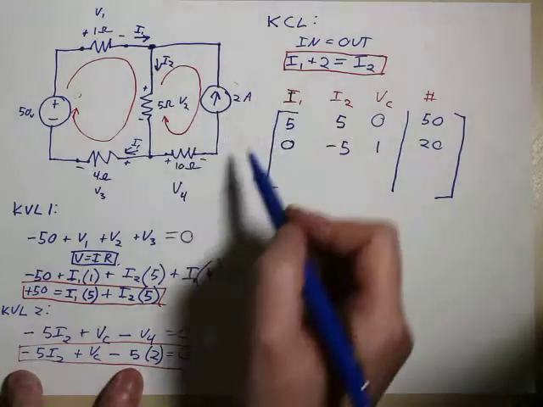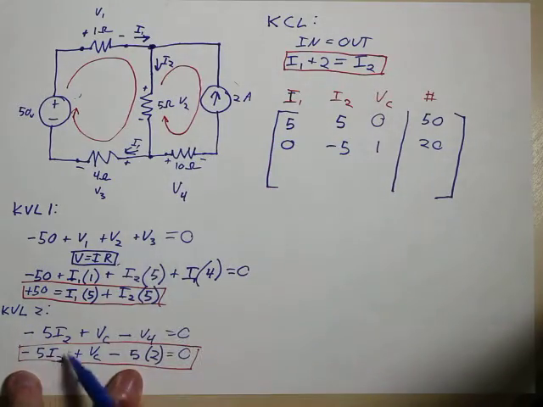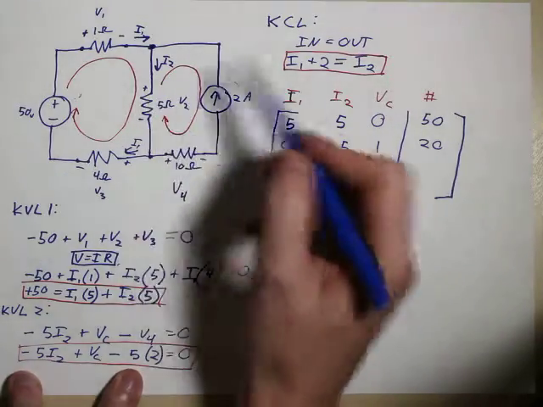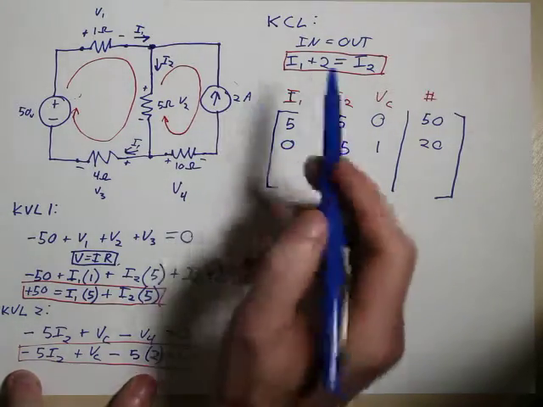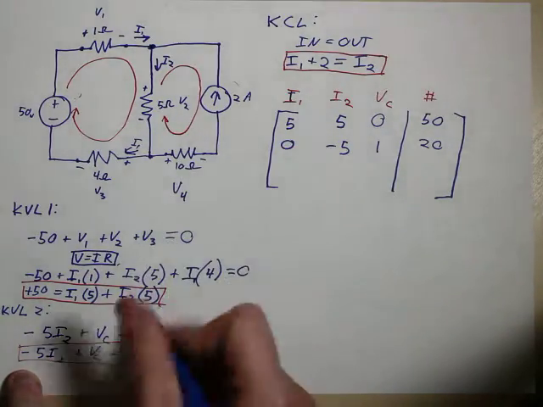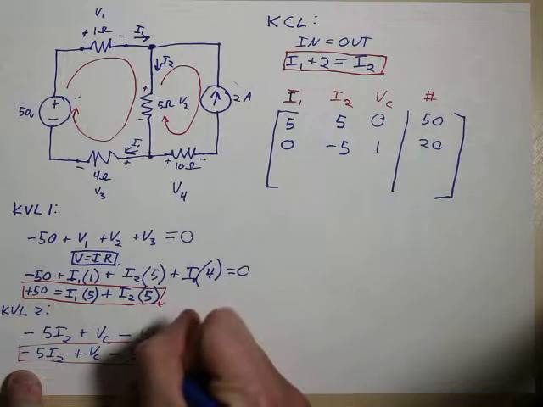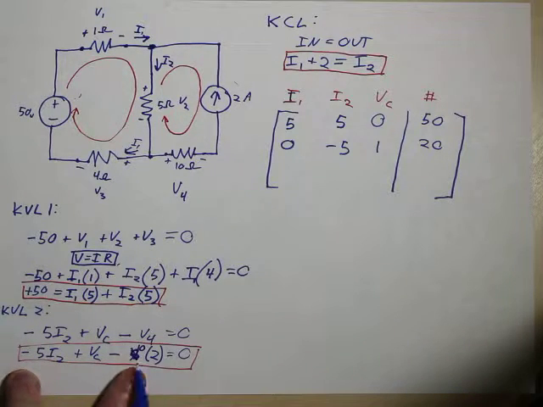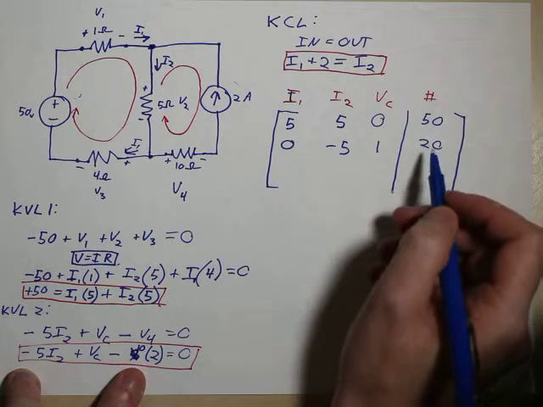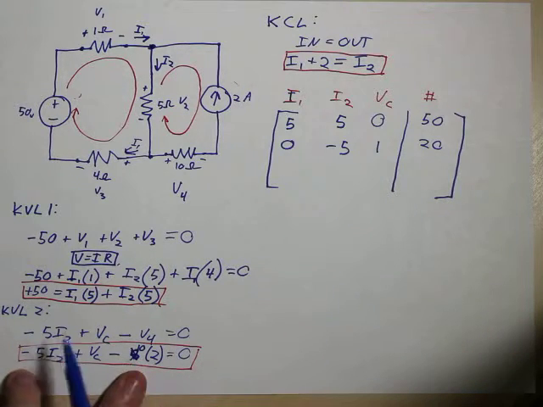KVL2, this is the second loop. So we're going around here because remember we had 5 I2, which is this one. We had our VC, which is this one. And so this is not a 5, this is a 10. I apologize, guys. That's my fault. So that's how we got 20 up there. Do you understand what happened there? I wrote the wrong one down.